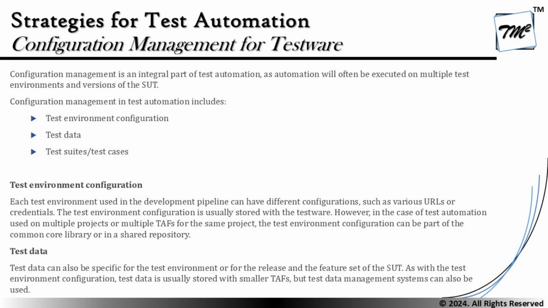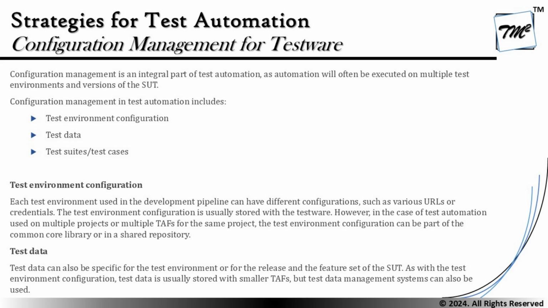Yes, configuration management is an integral part of test automation, as automation will often be executed on multiple test environments and versions of the SUT. When it comes to configuration management in test automation, it mainly includes three major aspects: the environment configuration, the test data, and the test suites or test cases. Let's get into each one of these in detail to understand how configuration management for the environment, the data, and the test suites can be done.